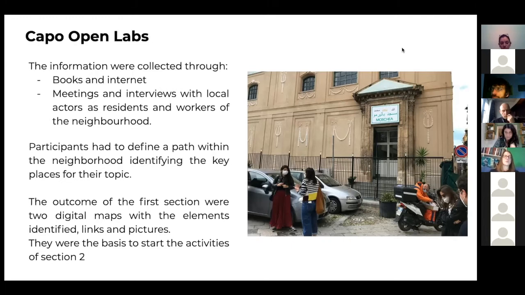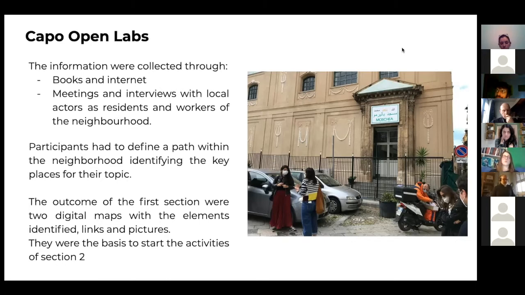The same for the streets, for the toponyms. They finally selected only 3-4 streets, the ones that they thought were the most significant to explain their path, their project. And so finally, they put all this information into two digital maps where they had all the links for videos, photos, and descriptions of the places. They had to show it, of course, to the other participants. And that's how they also started the activities of the second part of the lab.